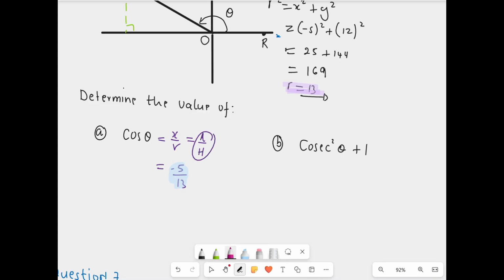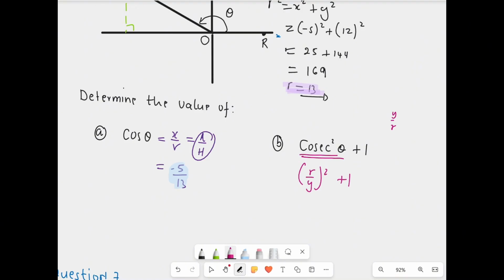B, we are given cosec. Remember, cosec is the reciprocal of sine. So now remember, what is the definition of sine? Sine is y over r. So that means cosec will be r over y, all squared, and then plus what? Plus 1.